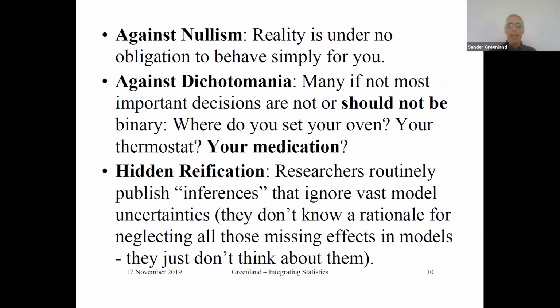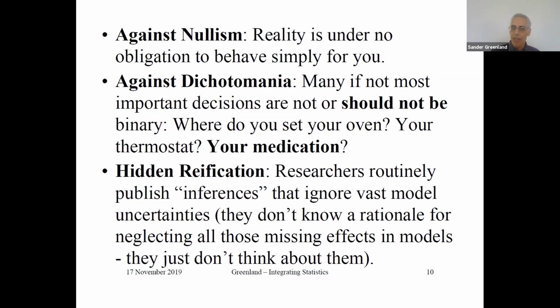Against nullism, reality is under no obligation to behave simply for you. Against dichotomania, many, if not most important decisions are or should not be binary. Where do you set your oven, your thermostat, your medication level? Often medically, we're forced into binary decisions about our medication levels, which can be very destructive to many patients who are often seriously overdosed. And that's not their fault. It's the fault, in the end, of the pharmaceutical distributor, the medical system that tries to oversimplify things down. Maybe they'll get it down to 3 doses or 4 doses, and then that's better.